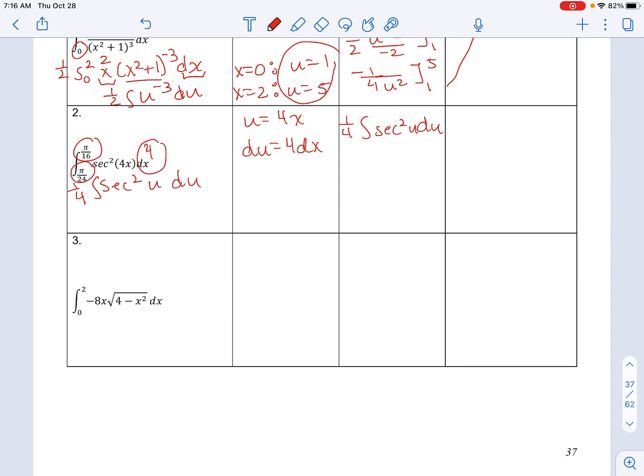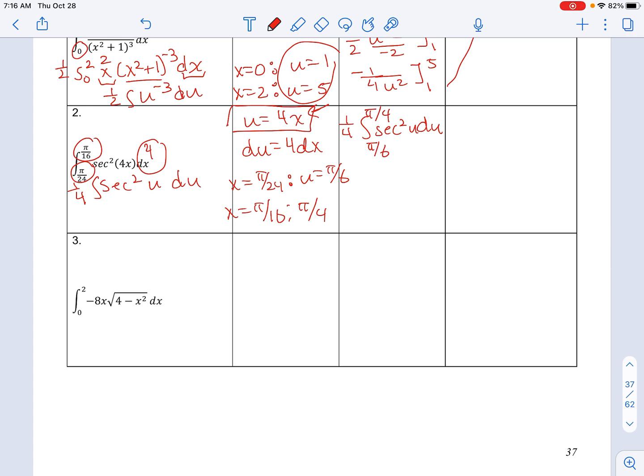Again, these are my x bounds, so I need to change them. When x is pi over 24, I plug it in here: 4 times pi over 24 is pi over 6, so my u is pi over 6. Then plug in pi over 16. When I plug in pi over 16 here, I get pi over 4. This is my lower bound, because that pi over 24 was on the bottom, and this is my upper bound.